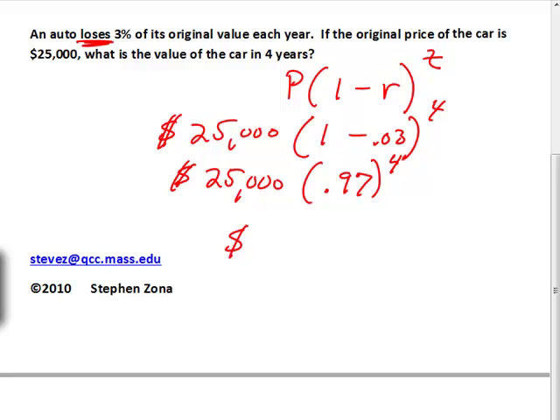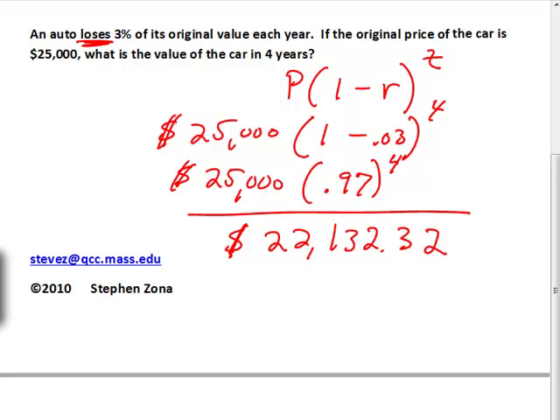And your final answer will be 22,132.32. Remember, round it to the penny. Every penny counts. And that would be your final answer. If you're off by a penny, even 2 pennies, that's not life and death. Different calculators may round a little differently. But if you're off by 10 bucks, something's wrong and you need to check your calculator settings.